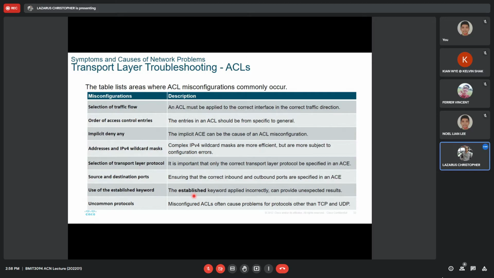Misconfigured ACLs can also cause problems for other protocols, uncommon protocols. Maybe it's not TCP or UDP but other types of protocols. But this one is quite rare. Usually we only use TCP and UDP most of the time, because proprietary protocols are seldom used anymore.